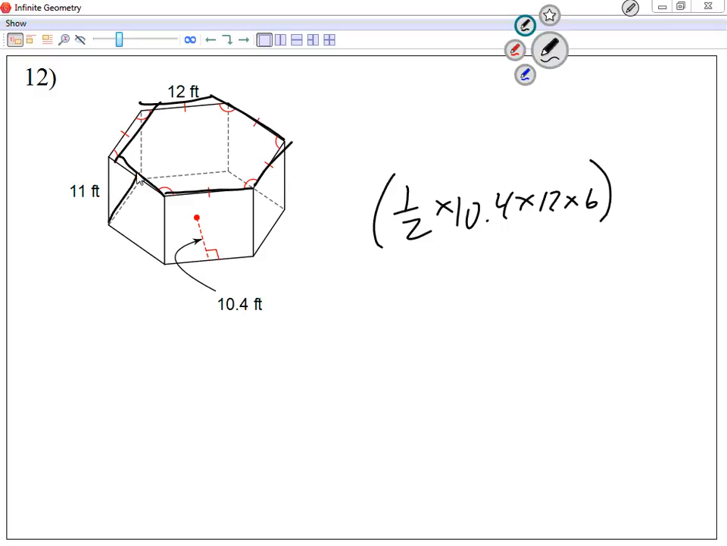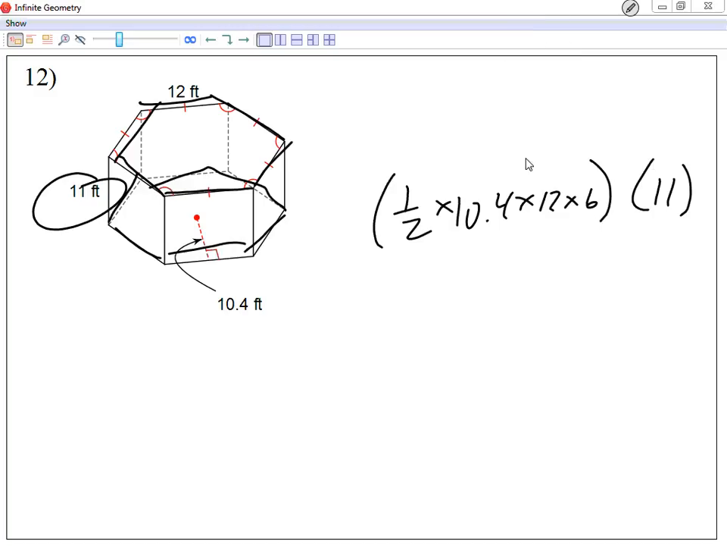Remember, in prisms, there are 2 bases. The height is the number between the bases. So I'm going to multiply this by 11. My first parenthesis is the area of the base. Right, 1/2 times apothem times perimeter. And then I'm going to multiply this by 11. Let me use my little cheat sheet right here. The answer is 4,118.4.